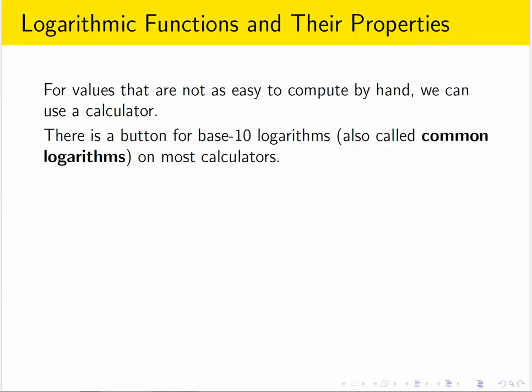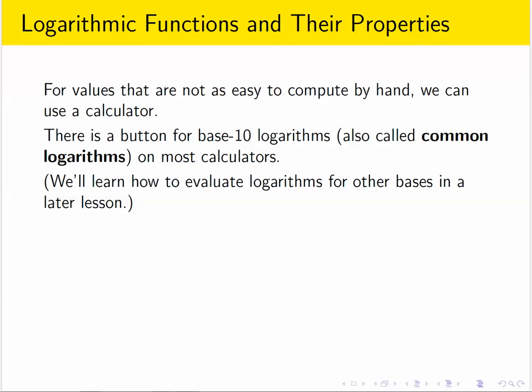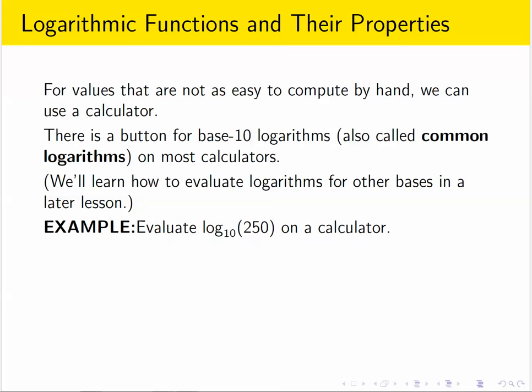Now, there are a lot of values that are not as easy to compute by hand. Let's look at an example of how we might do this on a calculator. If you want to take a logarithm base 10, most calculators have a button that makes that easy to do. Base 10 is used so often that it's actually got a nickname. It's called the common logarithm. So let's see how we could apply this technique for evaluating log base 10 on a calculator, and we'll learn how to evaluate logarithms with other bases later on.